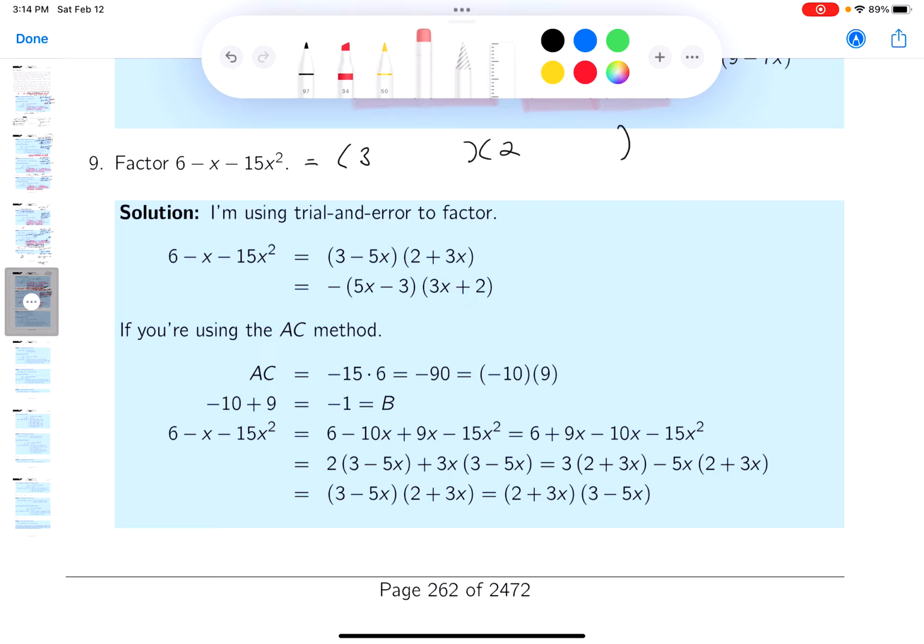But let me repeat this. If I try 3 and 5, there is no way the 3 could go here, because if the 3 goes here, you're claiming that 3 is a common factor to this, and there's just no way that's going to occur. Right, so I'm going to write this down. I'll put the 3x here and the 5x here.